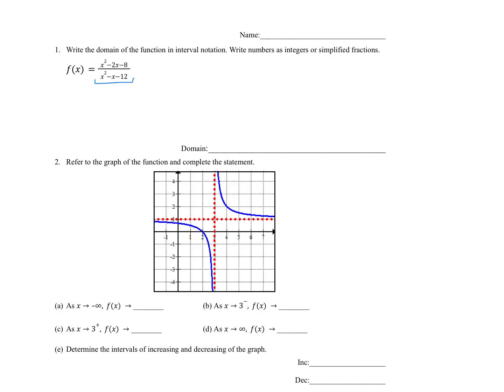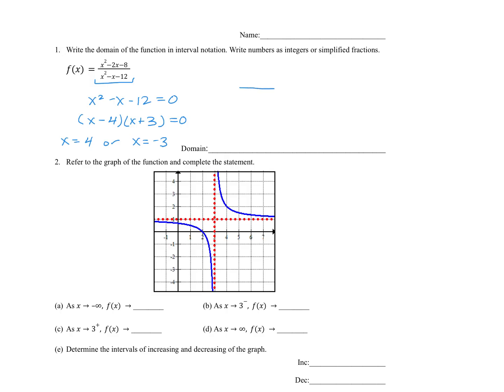So we're going to take our x squared minus x minus 12 and set it equal to 0. Most of the time, these are going to factor down very nicely. This factors as (x minus 4)(x plus 3) equals 0. So x is either equal to 4 or x is equal to negative 3. Now these are the two bad numbers that you want to exclude from your domain.